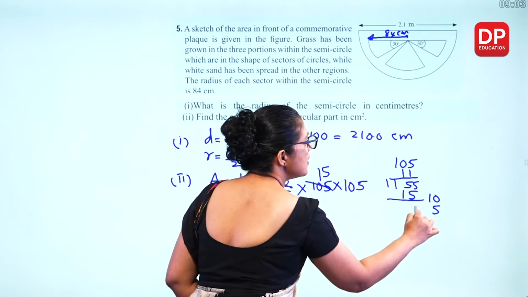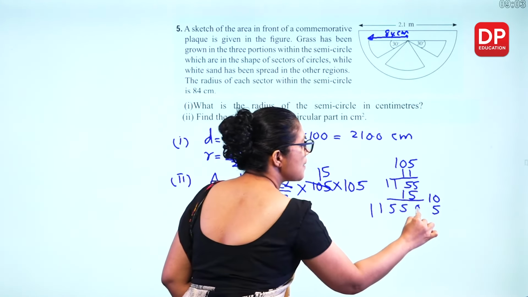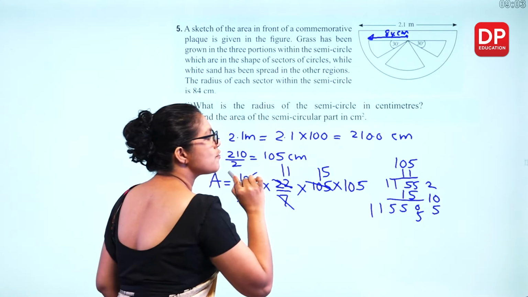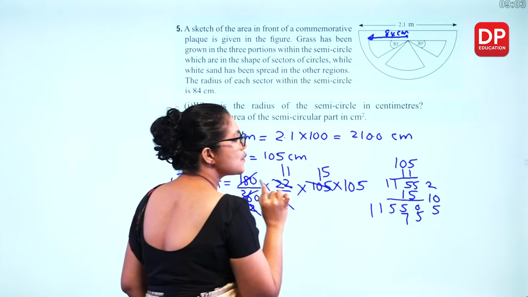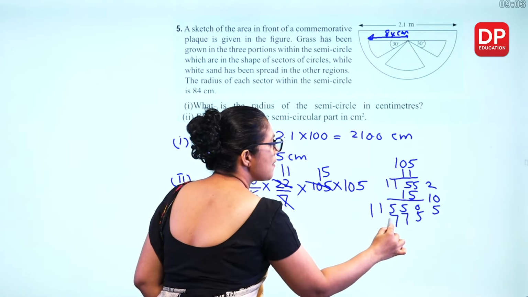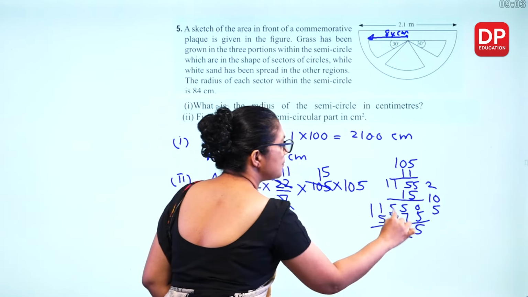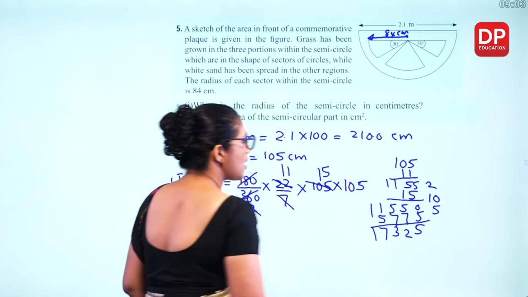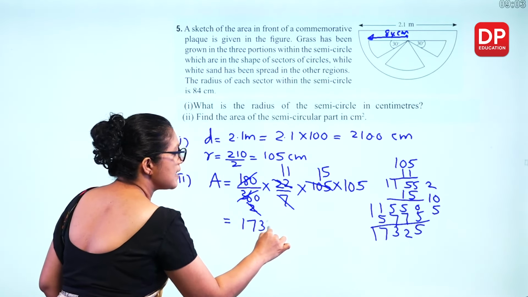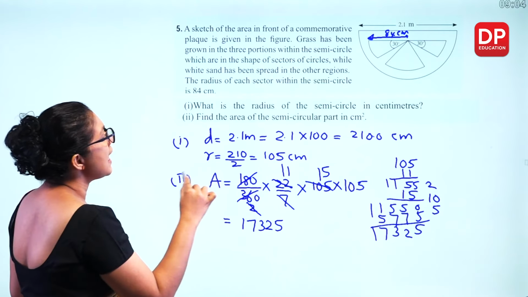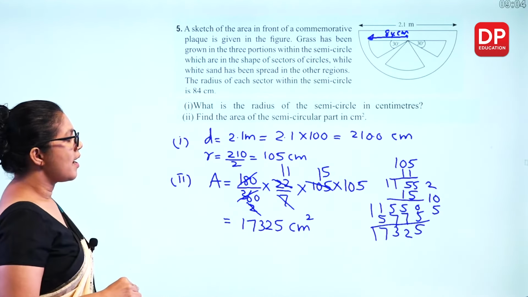10 and 5. You multiply by 1 first and then multiply by 5. 5 times 5, 25. 5 times 5, 25 plus 2, 27. 5 times 1 is 5 plus 2, 7. 5 into 1 is 5. So when you add these two together, you get 17,325. So that's the total area of the semicircular part, that's in square centimeters.